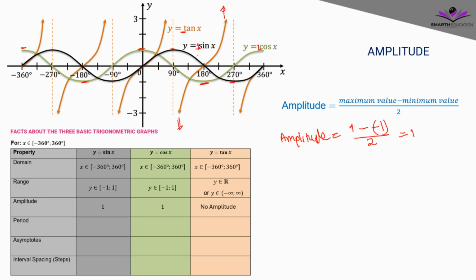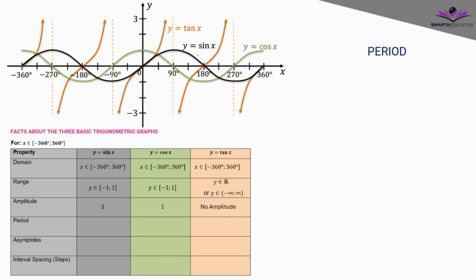We'll discuss these as we discuss the parameters. Period. What is a period? We said a period is the number of degrees that are needed to complete a cycle.